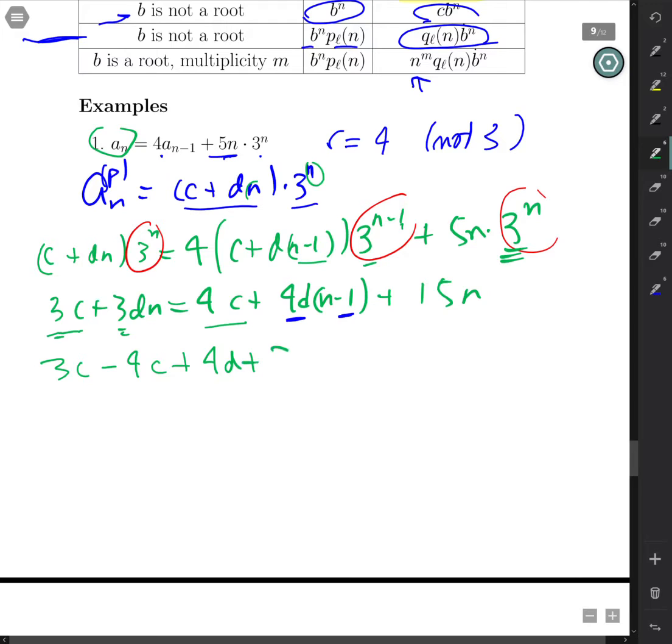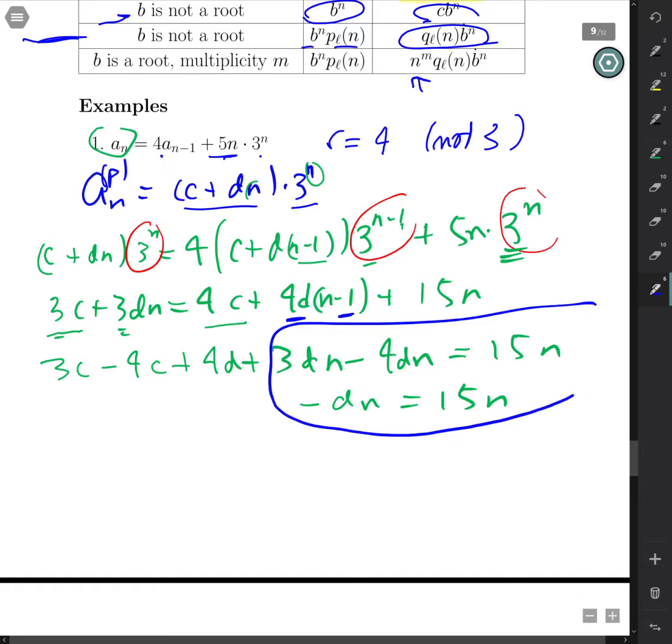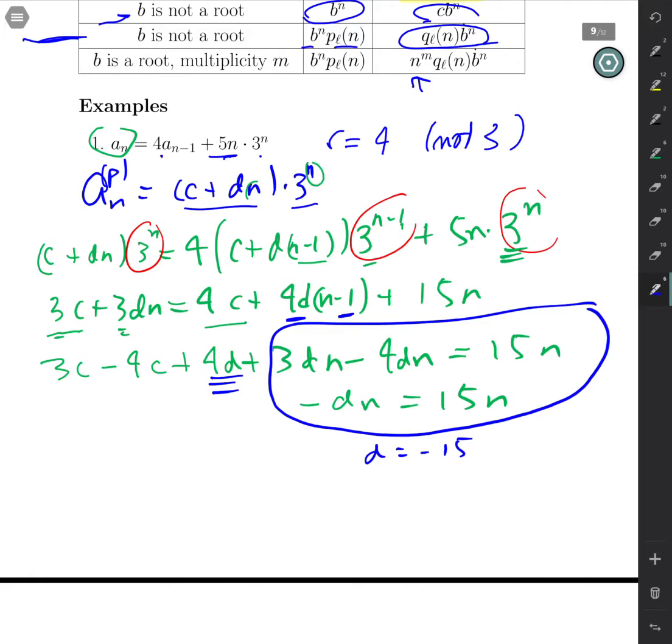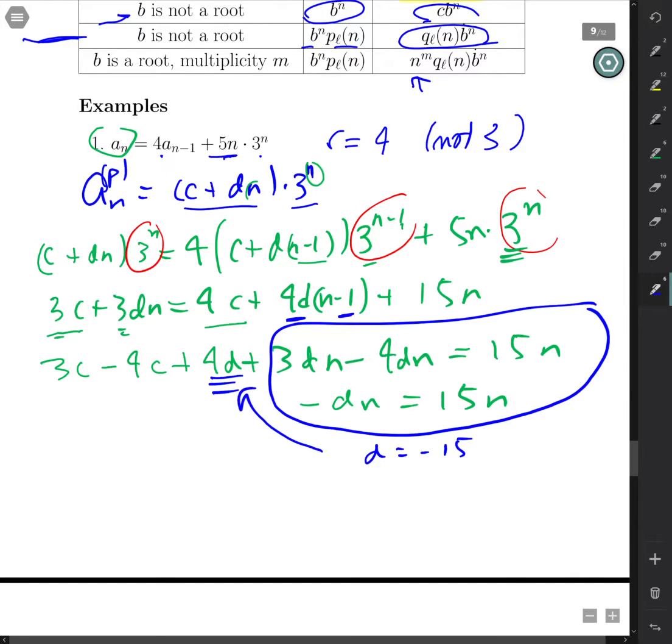And then we have plus 3dn minus 4dn is equal to 15n, like so. And I guess this isn't too horrible to solve. You see right here we have minus dn is 15n. That's the parts that involve n. So that would say that d is equal to minus 15. And if we put that over in here, we're going to get that c is equal to minus 60. So put this over here, and we see c is equal to minus 60.